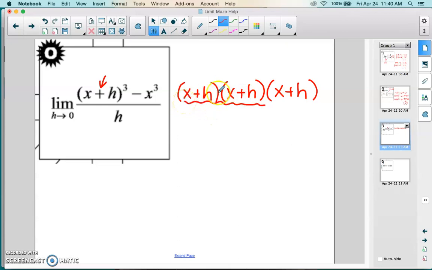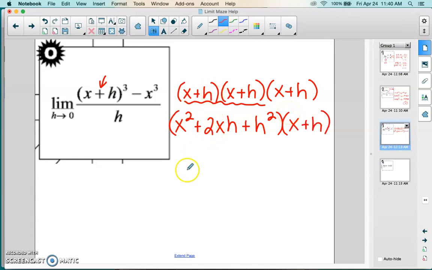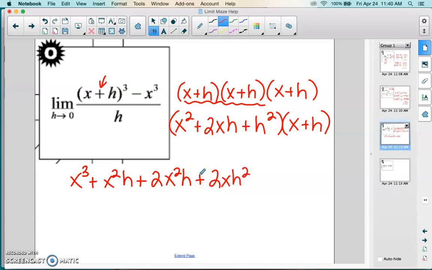So to multiply this out, I'm going to start by multiplying these 2 binomials. So that would be x squared plus 2xh plus h squared. And then I have to multiply that by x plus h. So it's just basically going to look like a nightmare, but just kind of hang with me. Let's see, it would be x cubed plus x squared h plus 2x squared h plus 2xh squared, I'm just distributing, plus xh squared plus h cubed. Do I have everything?